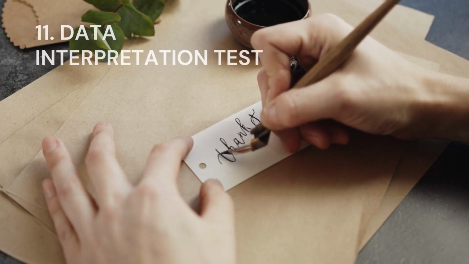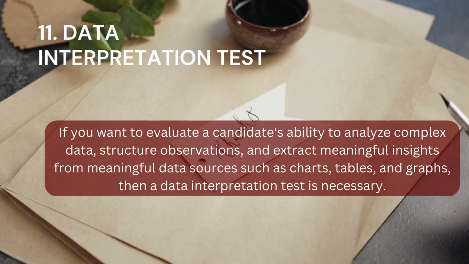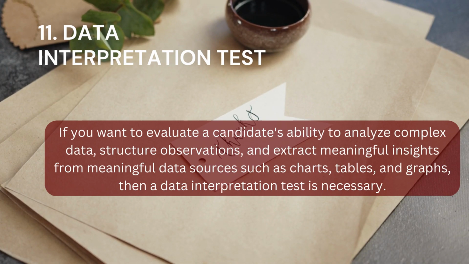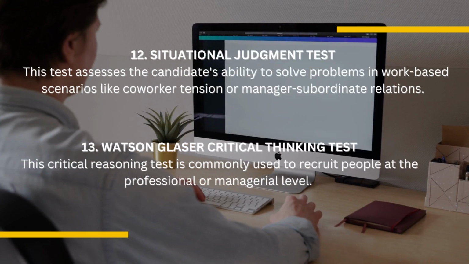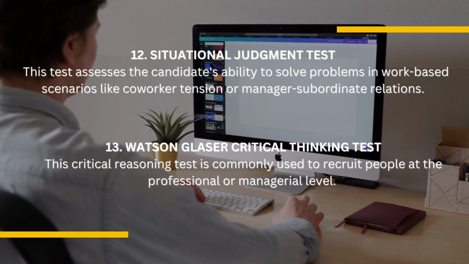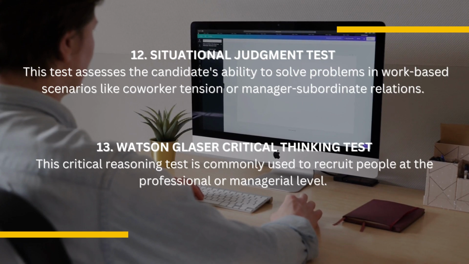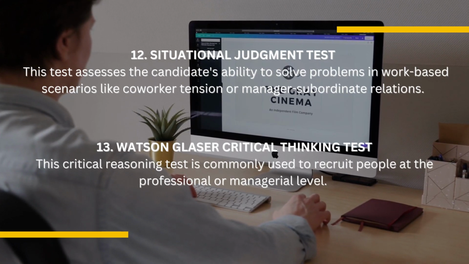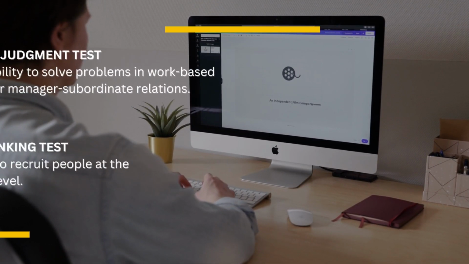11. Data interpretation test. If you want to evaluate a candidate's ability to analyze complex data, structure observations, and extract meaningful insights from data sources such as charts, tables, and graphs, then a data interpretation test is necessary. 12. Situational judgment test. This test assesses the candidate's ability to solve problems in work-based scenarios like co-worker tension or manager-subordinate relations. 13. Watson-Glaser critical thinking test. This critical reasoning test is commonly used to recruit people at the professional or managerial level.